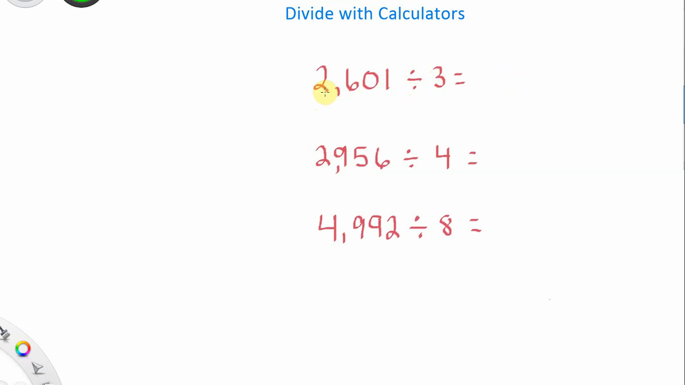What term do we give this large number here, 2,601? Well, it is called, if you remember, a dividend. And so the dividend is often your largest number, the number that you have to divide.